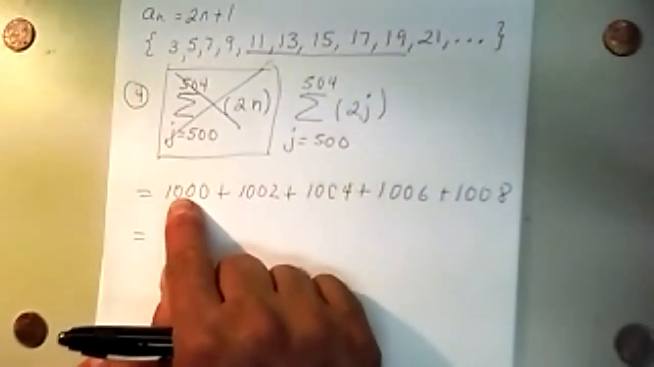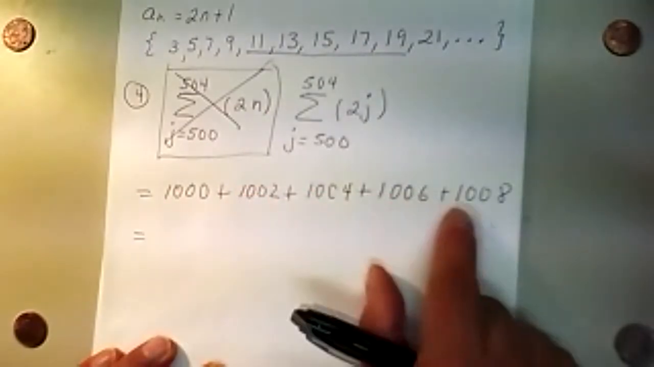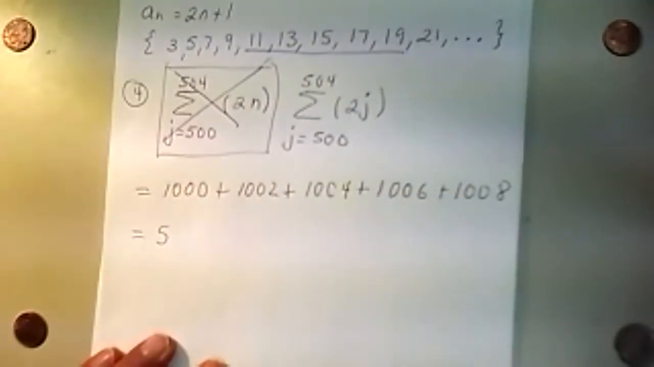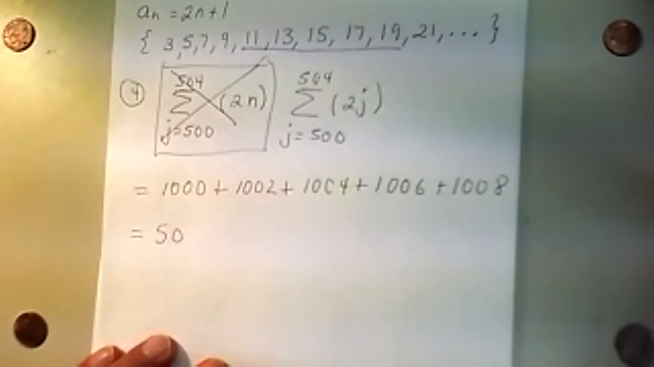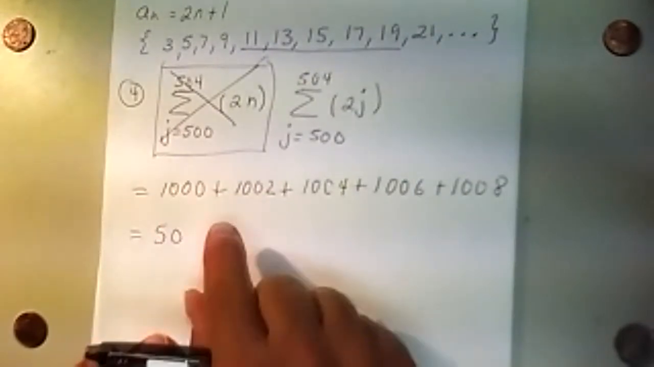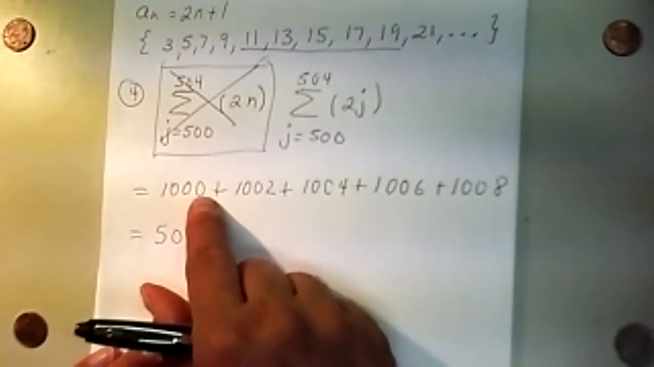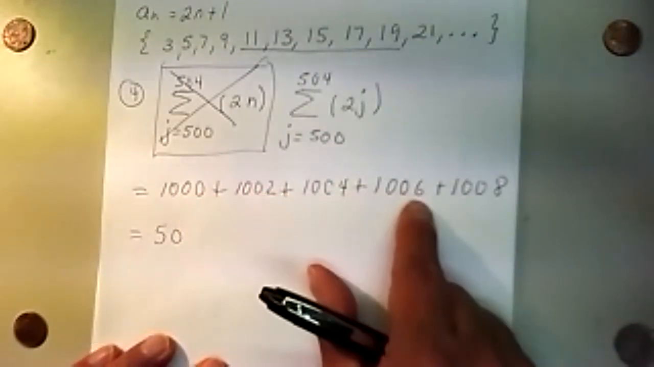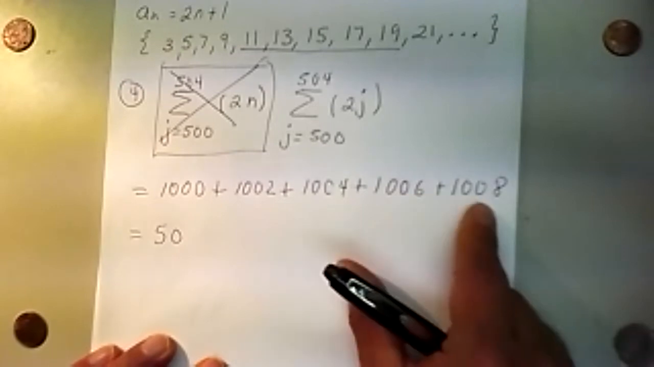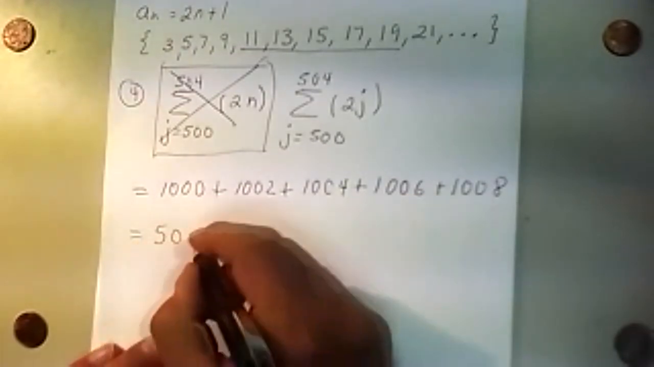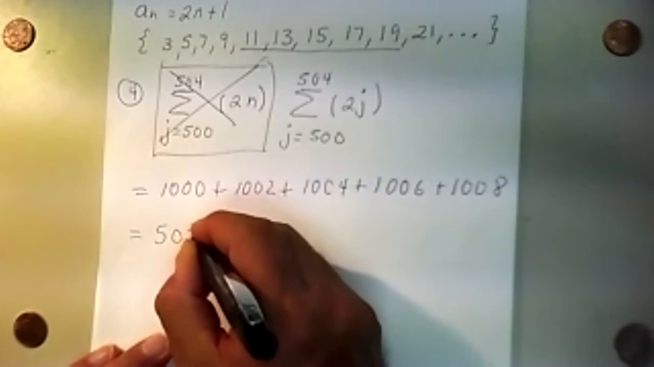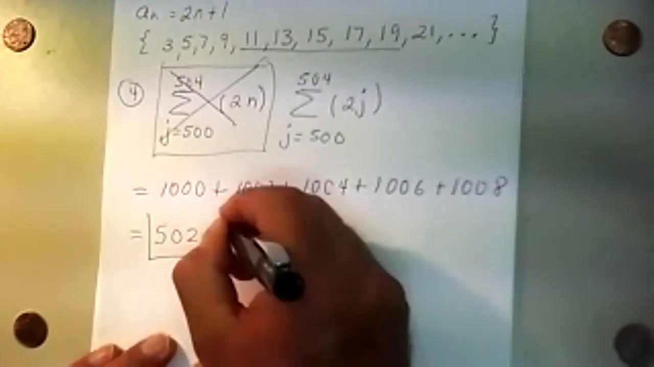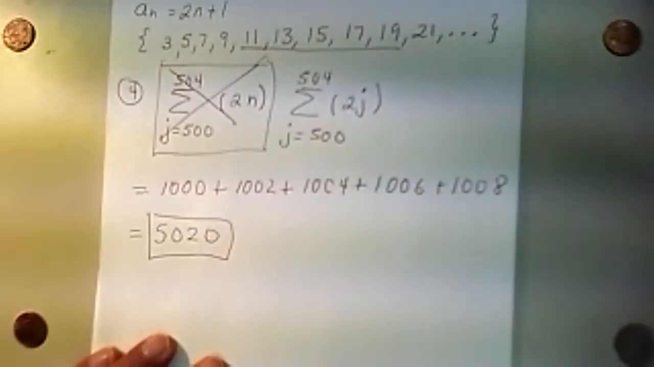Well, we know the answer is going to be 5,000 and change. In fact, it's not going to get up to 5,100. So that is nothing above 1,000. 2 and 4 is 6, and 6 is 12, and 8 is 20. So we know we're going to end up with 5,020. That is our final answer for that sum.